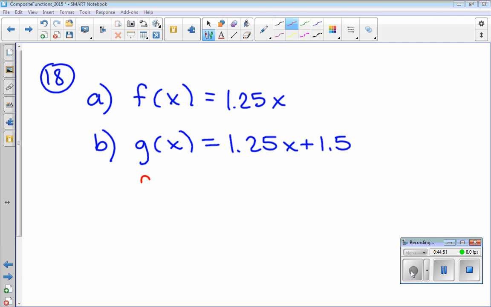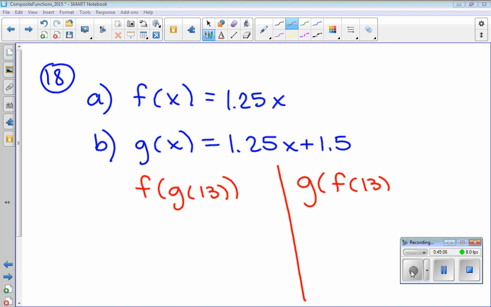So 13, we're going to do f of g and g of x. Let's figure out which one is which. Oh, and rather than x, what are we going to plug in? What was the cost of it? $13. We're going to find them both. Figure out which one is which is my question. We're going to plug 13 into one and 13 into the other.